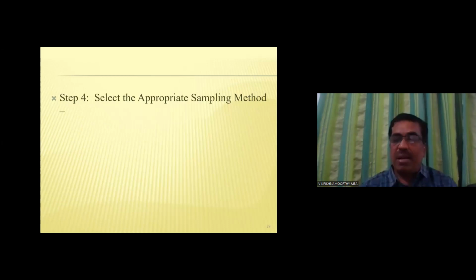The other name of random sampling is said to be probability sampling. The other name is non-probability sampling method. Okay, so what is probability sampling method?